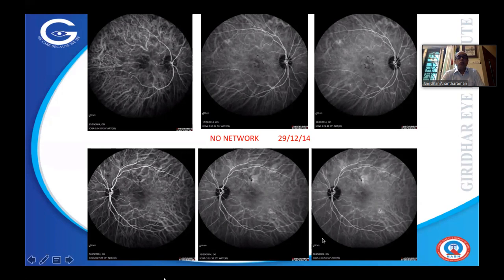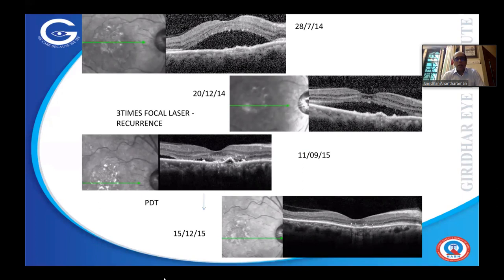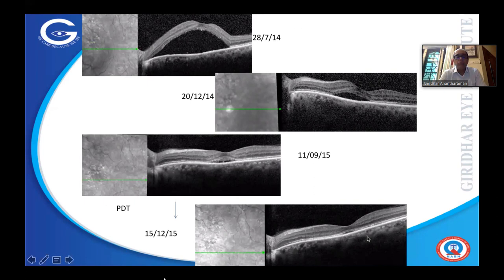So at this point, after multiple treatments and after about 4 years of recurrent disease, the patient was finally convinced for photodynamic therapy. Half-fluence PDT was done in both the eyes, and after PDT, you can see here there is complete resolution of the subretinal fluid. There are a few hyperreflective dots here, which will also slowly disappear over a period of time. This is the other eye. You can see here the other eye also has shown complete resolution.